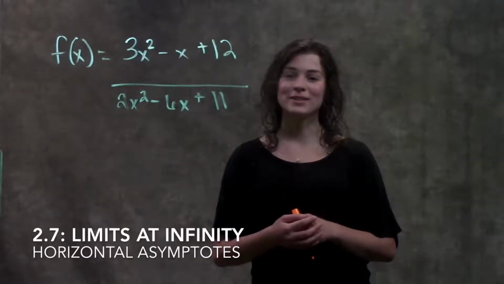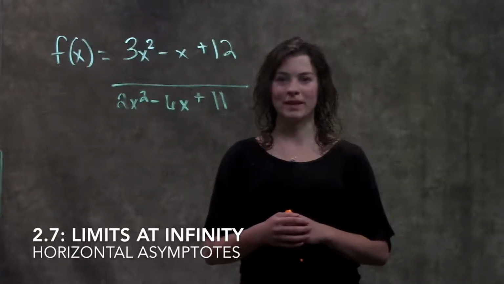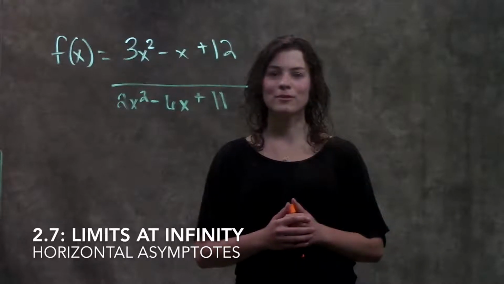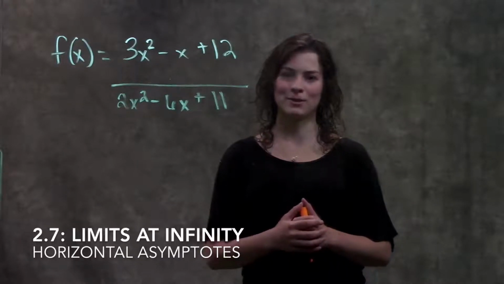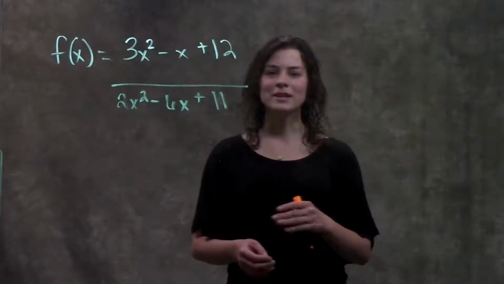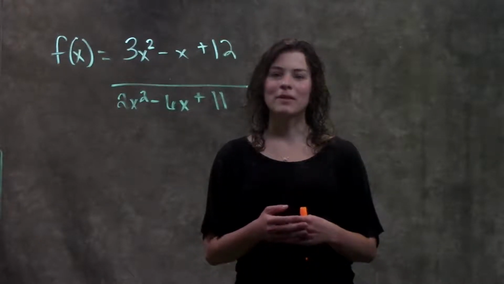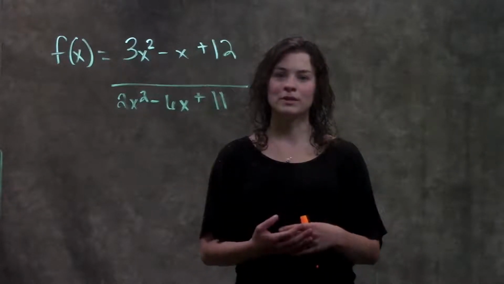This video is over section 2.7, limits approaching infinity. And in this video, we're going to go through an example of how to find the horizontal asymptotes of a function. Now, if you watched the last video on this section, you remember that we went through 3 different ways of how we can approach these types of problems.